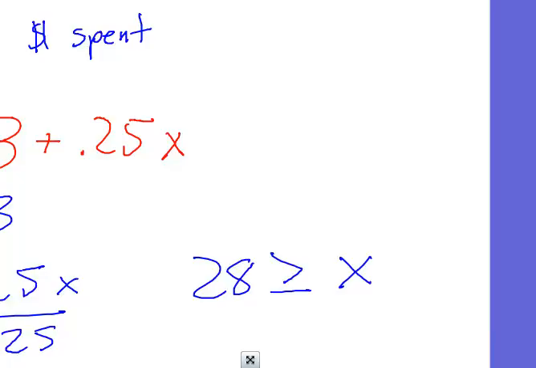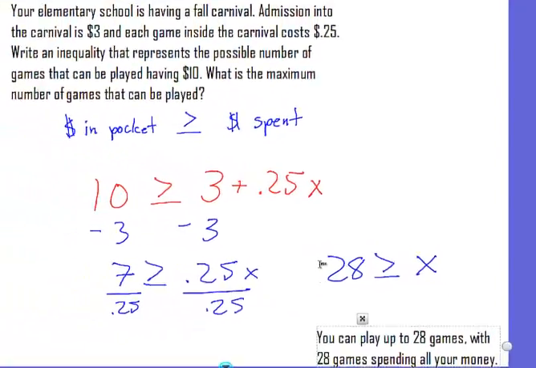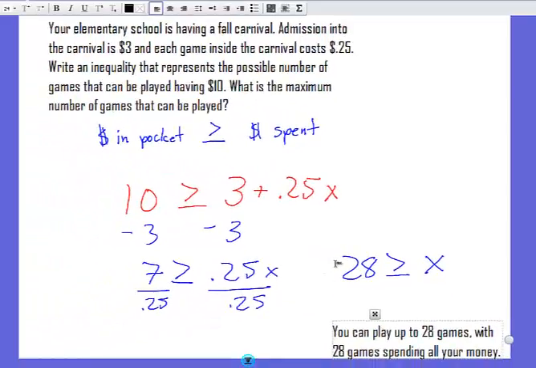Because it says write an inequality that represents the possible number of games that can be played with $10, which is this. Then it says what's the maximum number of games that can be played. We can play 28 games because you can't play more than 28, because x has to be less than or equal to 28. All right, so that's this inequality.